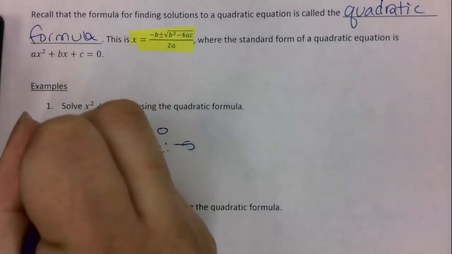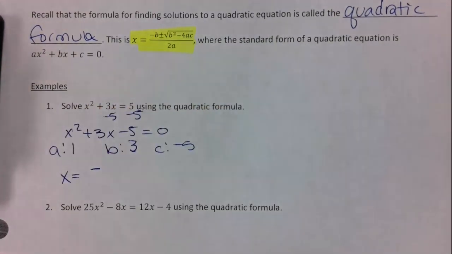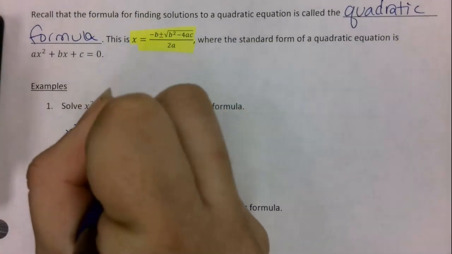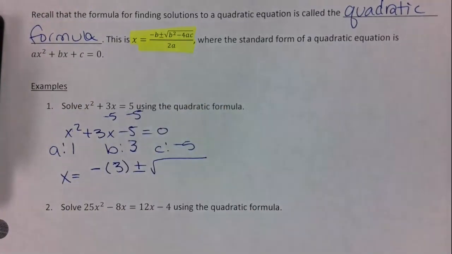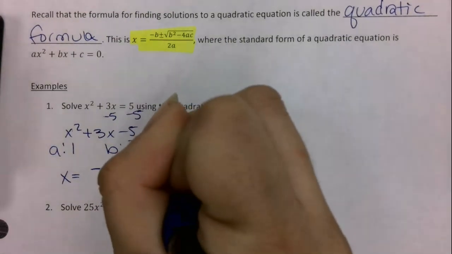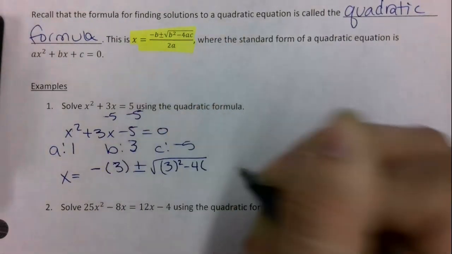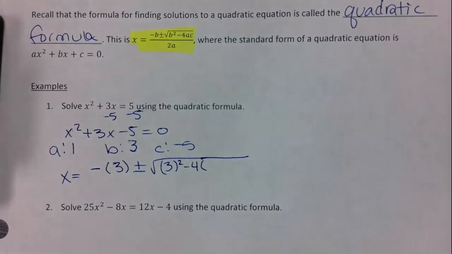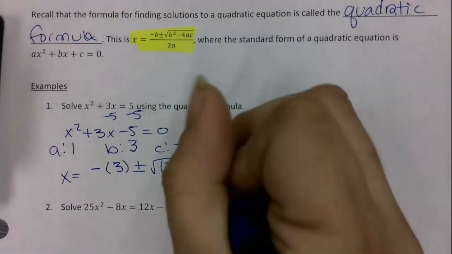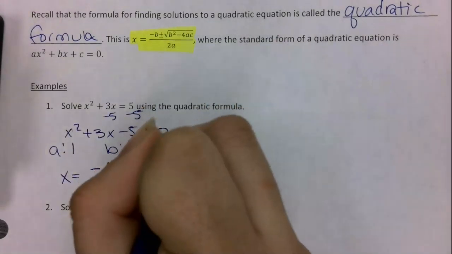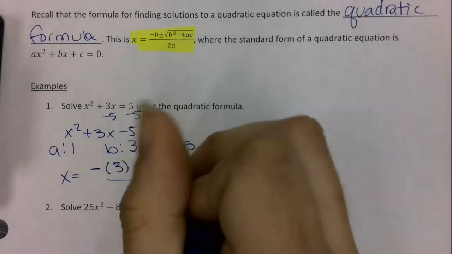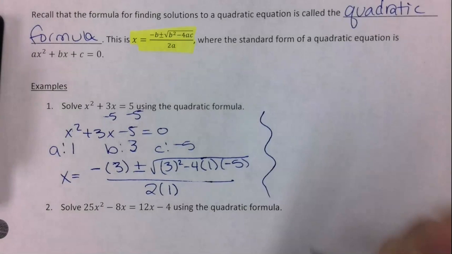So I'm going to plug that into the formula. So I have x equals, negative is part of my formula. B is 3. Then I have plus or minus from my formula. B is what again? 3. So then I have 3 squared minus 4. Minus 4 is also part of the formula. What's my a value? 1. And my c value? Negative 5, over 2 times my a value, 1.